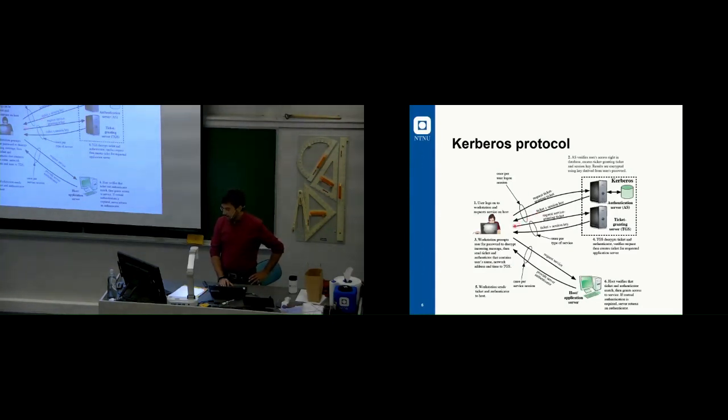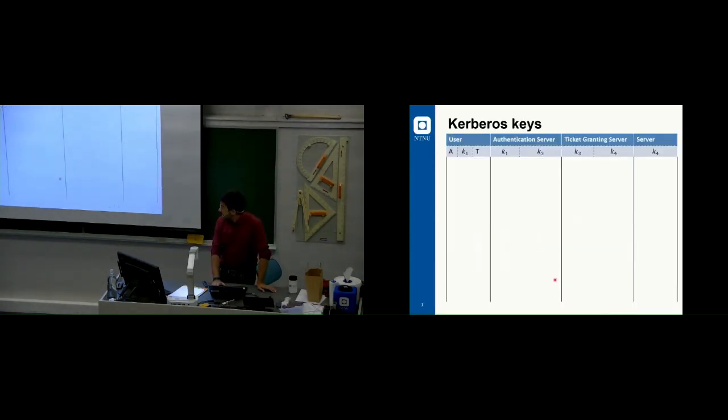Then the user requests the server granting ticket. The ticket granting server sends a ticket plus session key, and the user can use that session key to request the service from the actual server, and the server will provide the information that is being requested. This was very fast. We can see this in detail here.